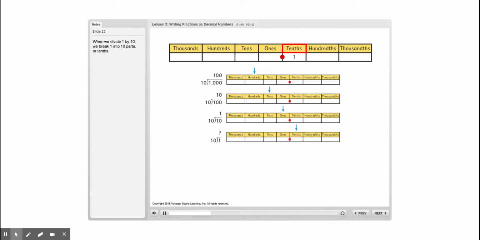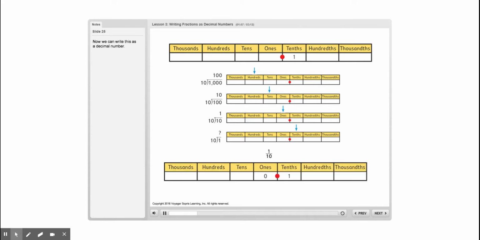When we divide 1 by 10, we break 1 into 10 parts, or tenths. One of the equal parts is 1/10. Now we can write this as a decimal number. We use this decimal number to represent 1/10.